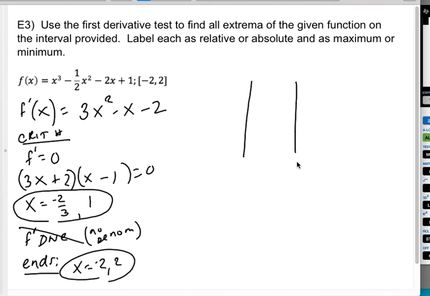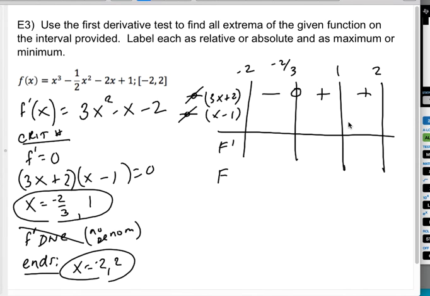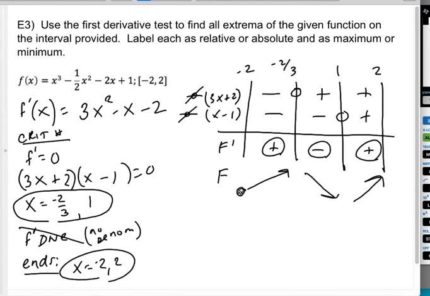So when I make my sign chart, I have a negative 2, a negative 2/3, a 1, and a 2. My factors are a 3x plus 2 and an x minus 1, right? And my f prime and my f. Okay, so 3x plus 2 is a line with a positive slope. So is x minus 1. So 3x plus 2 is going to be negative before it hits that 2/3, that 0 value, and then positive after. X minus 1 is going to be negative until it hits 1 and then cross to positive after. So I'm going to get positive, negative, positive, which means my f is going up, down, up, right?